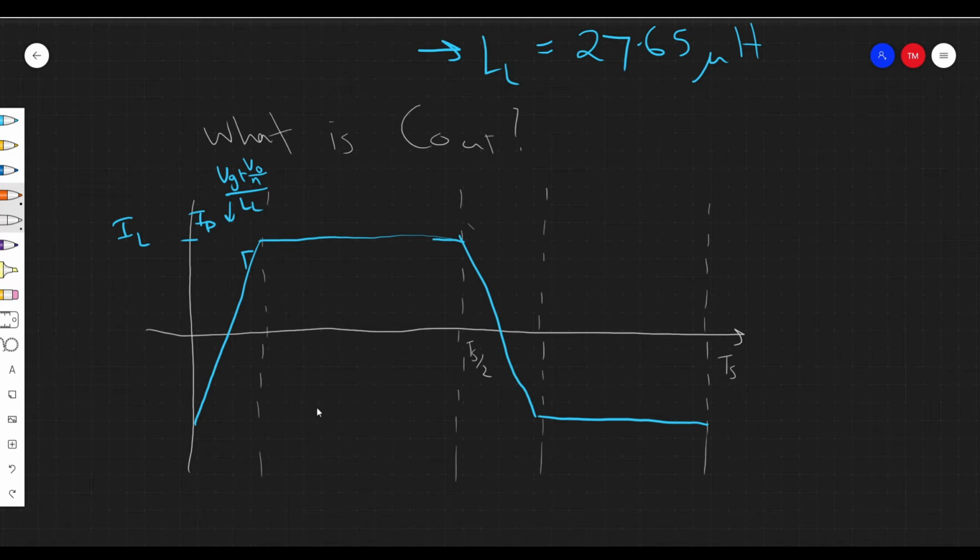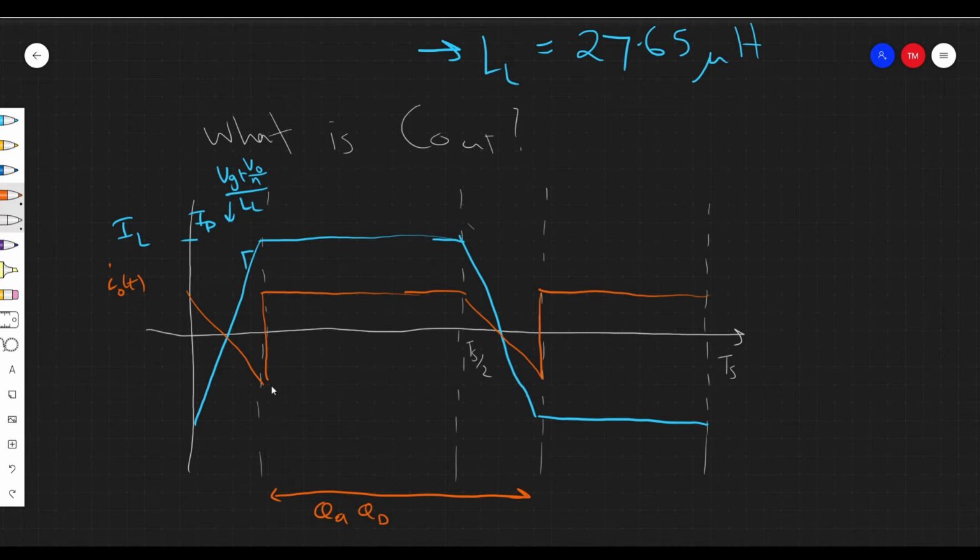Our output current is simply the scaled rectified version of this. It's scaled by the turns ratio and rectified. So I out of T is going to be positive in this region, from this period to this period, where QA and QD are on, so IL and I out are going to match up. In the other region, they're going to be inverted. Drawing that out, it's going to look something like this, and then it's rectified, so we have this kind of waveform. We know what the peak is: the peak is simply I peak over N.